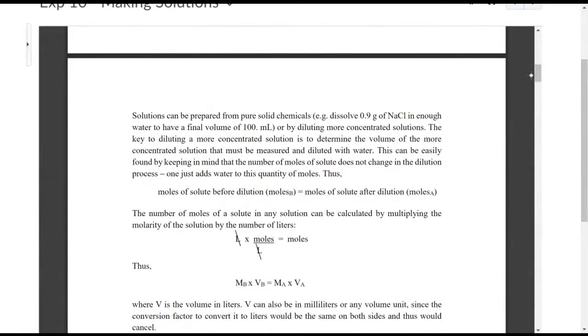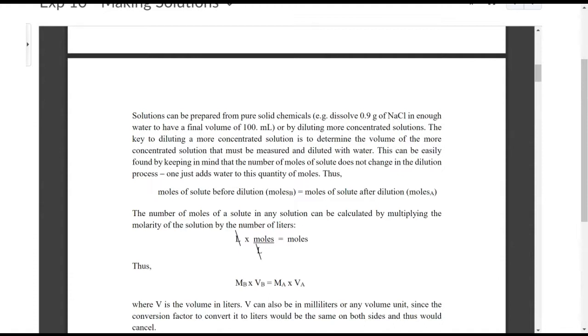If you have a pure solute, you can measure the mass. If you need 5 moles, or 0.5 moles, or 1 mole, or 0.1 mole, you find out the mass for 1 mole, and then find the ratio, based on the ratio, what the mass would be for 0.5 mole, and then you use the scale to measure that, which we are going to practice today.